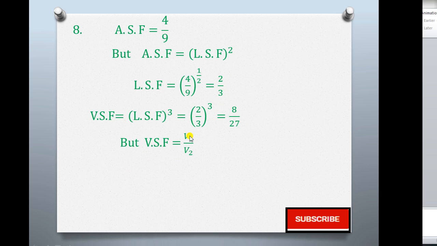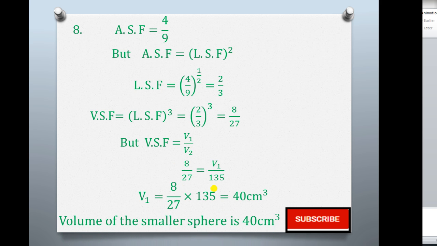Now, volume 1 is going to be the smaller volume this time, simply because the first area was also small. So volume 2 will be the volume of the bigger sphere. And so by substitution, they had given us the volume of the bigger sphere as 135, and we already had the volume scale factor. Then from here, we can simply cross multiply and look for the value of V1. So it means our V1 will be 40 cubic centimeters. That is our question 8. Let's look at question 9.